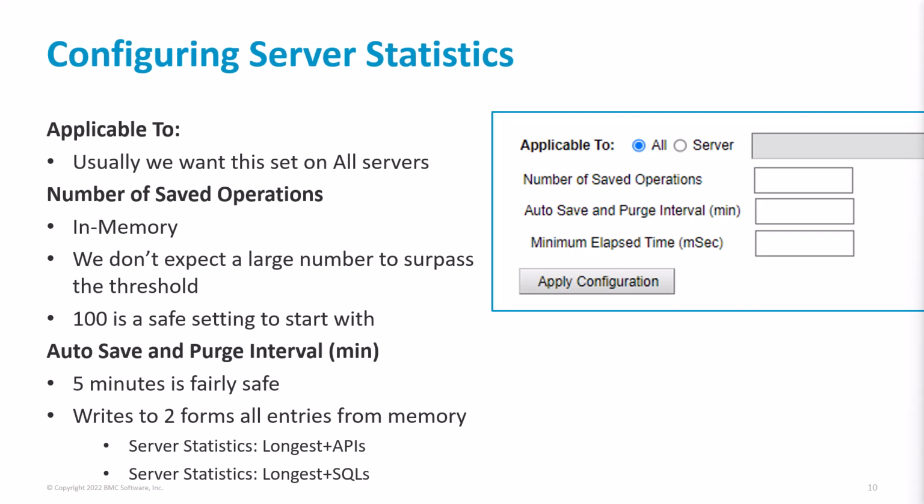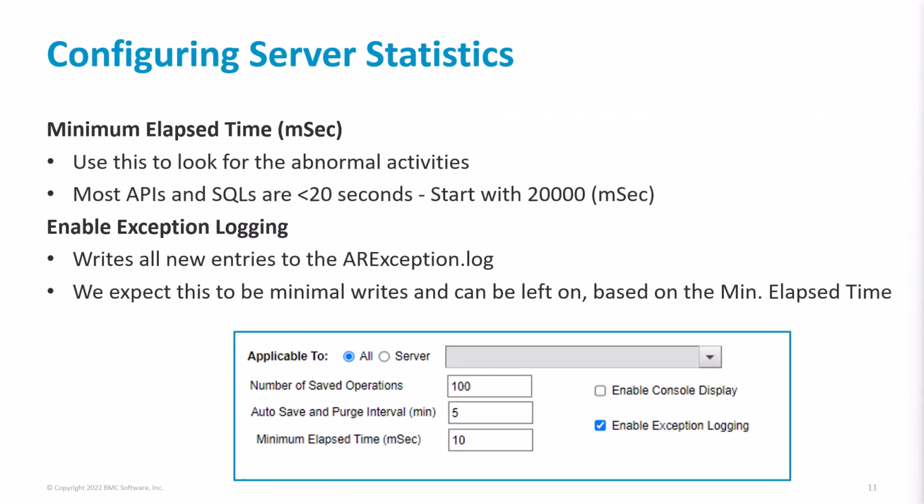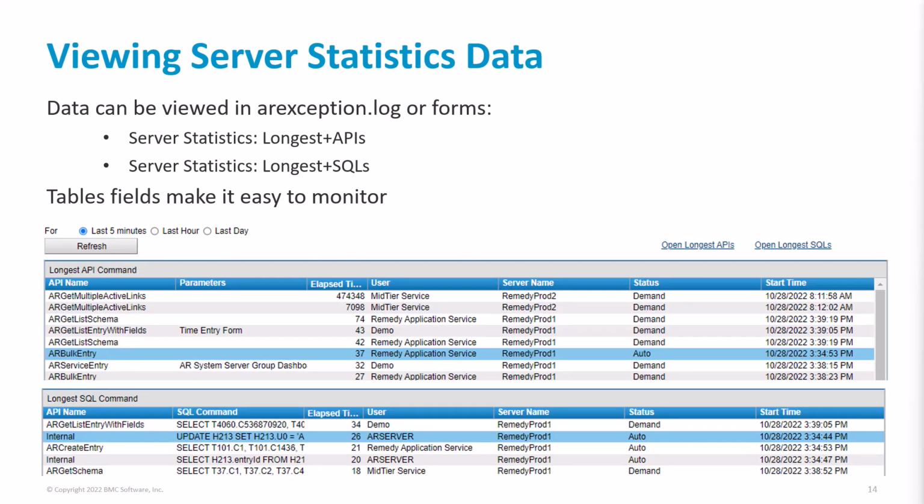The autosave and purge interval is in minutes, and this tells how often to write the data from memory to the two forms, the Server Statistics Longest APIs and the Server Statistics Longest SQLs. Five minutes is usually a good place to start with this setting. The minimum elapsed time is in milliseconds, and this is used to look for abnormal activities. Most APIs and SQLs are probably under 20 seconds. So if we start with a number like 20,000 milliseconds, that's a good place to find any APIs and SQLs that aren't quite normal. The Enable Exception Logging option writes to the ARException Log any SQLs or APIs that pass the minimum elapsed time threshold. We expect this to be minimal writes and it can be left on because it's based on the minimum elapsed time.